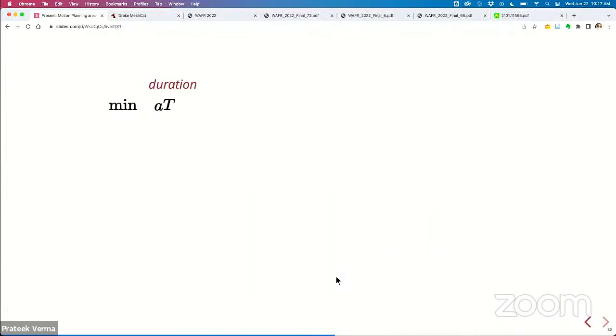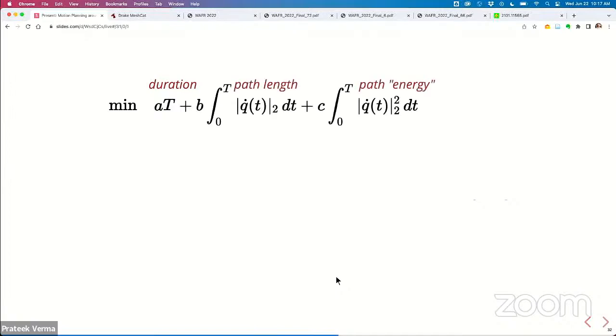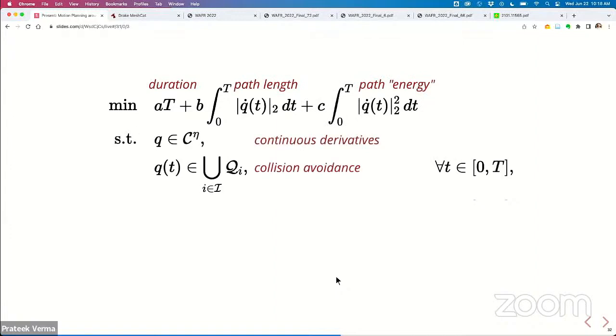So if you're thinking, well, could I use this? Here's the set of cost functions that we support right out of the box. You can have a duration, a total path time. You can have a path length. You can have something about path energy. We have other terms that we can put in for smoothness. Then you can ask for it to be differentiable up to some degree.